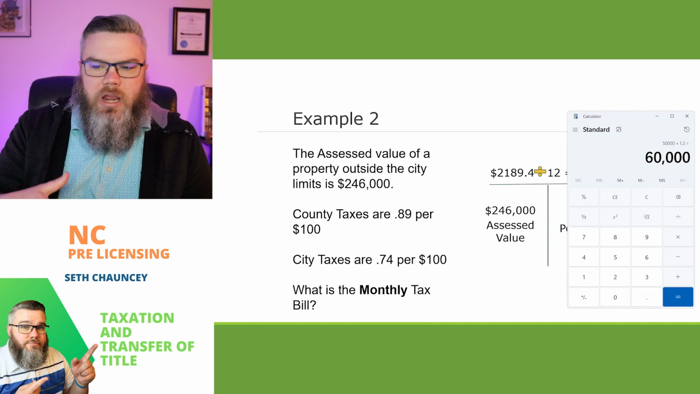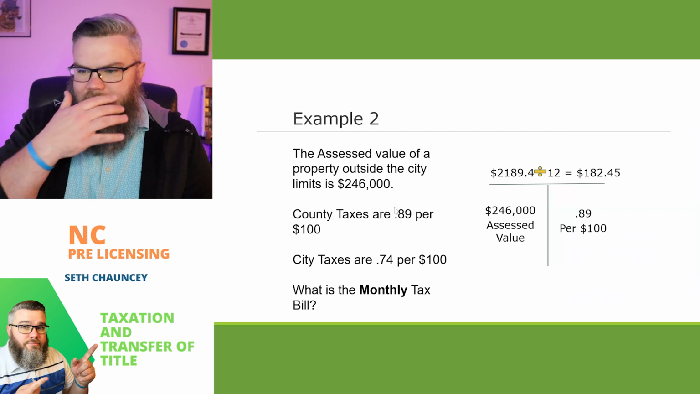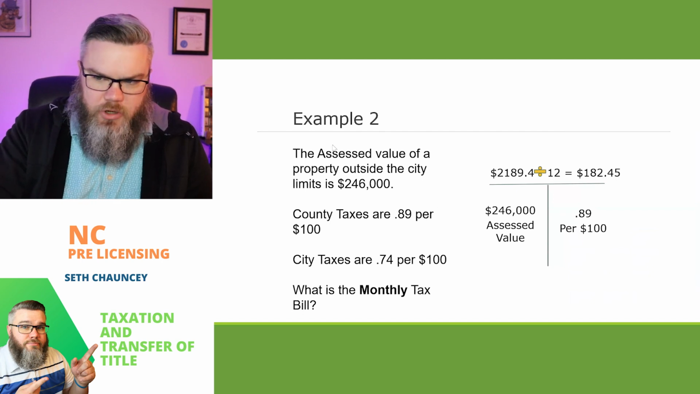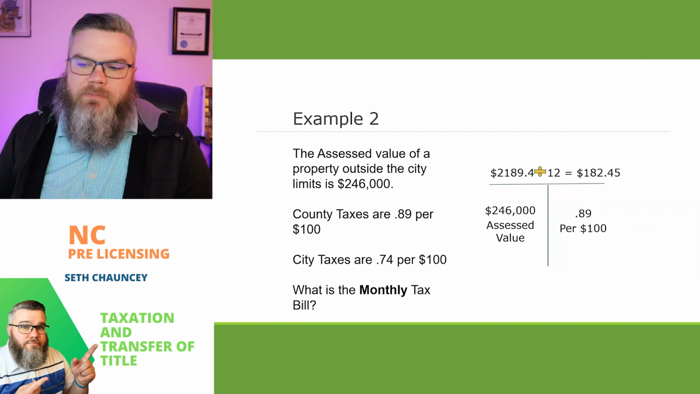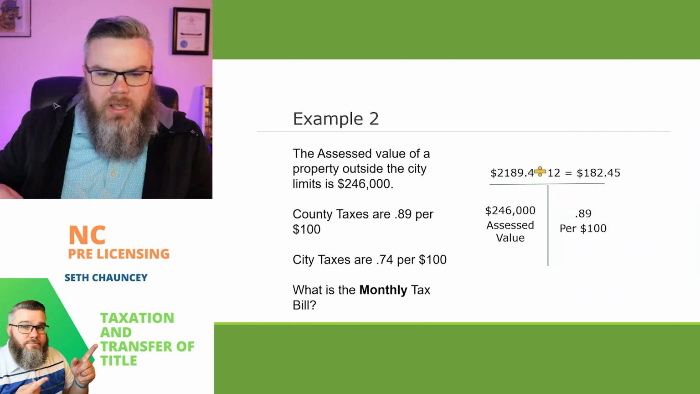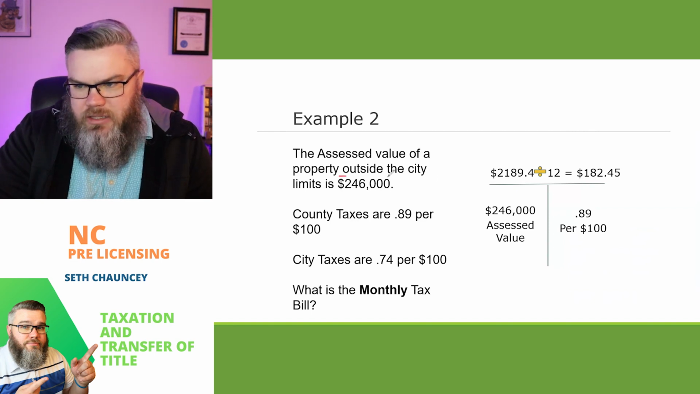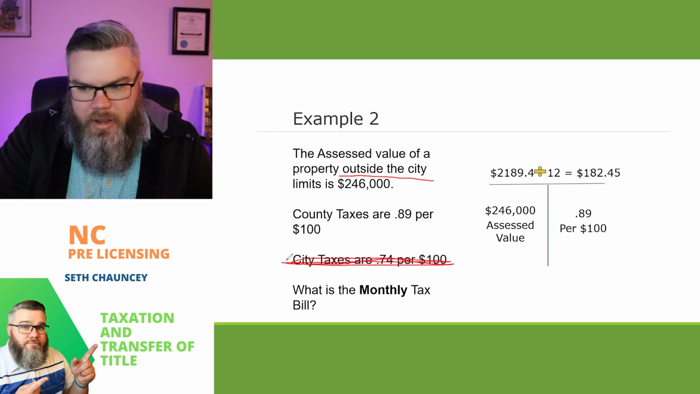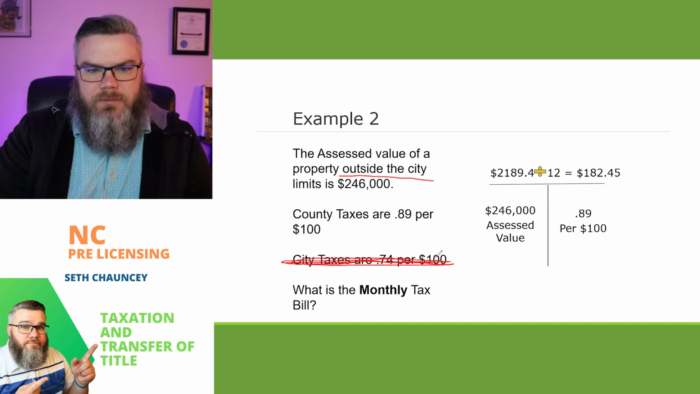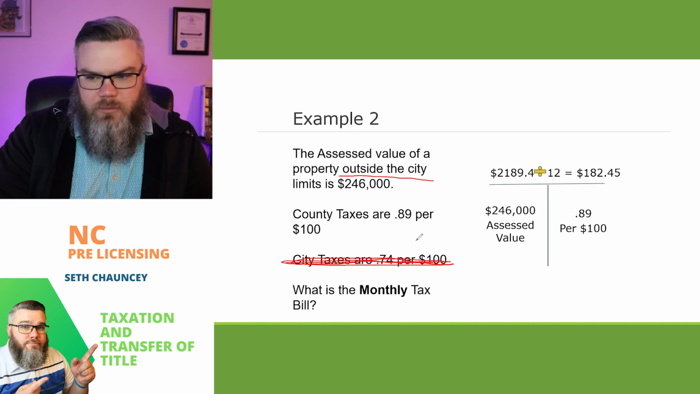And I told you North Carolina uses the per 100 rate. In the example we left off with last night, the assessed value of a property outside the city limits is $246,000. County tax rate is 89 cents per 100. City tax rate is 74 cents per 100. And remember, it's very important to pay attention to the question because it's outside of the city limits. So we ignore the city taxes because you always, always, always pay county taxes. But you would only pay the city tax rate if you were in the city limits as well. And then you'd have to pay both.